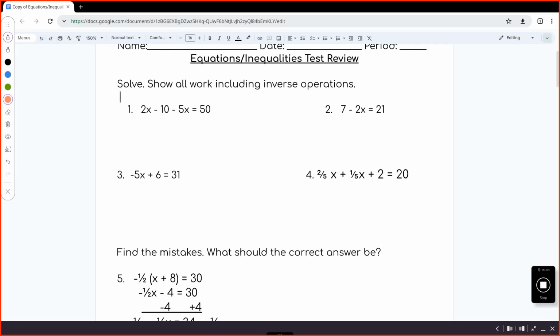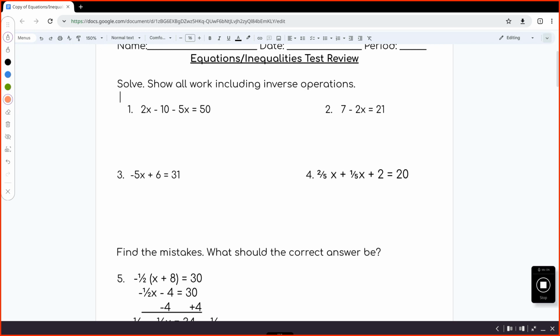Hi there, in this video we are going to go over how to solve two-step equations and inequalities. This is our review for our test. Alright, so we have 2x minus 10 minus 5x is equal to 50. So we are going to start first with our like terms.